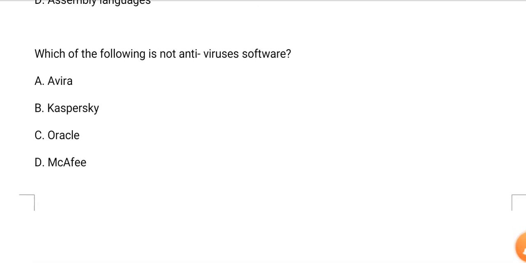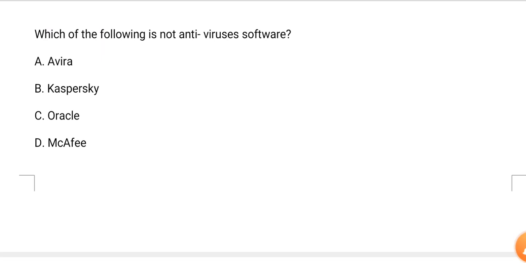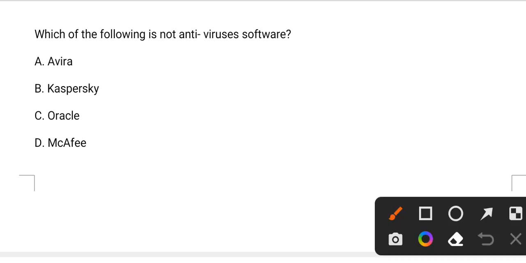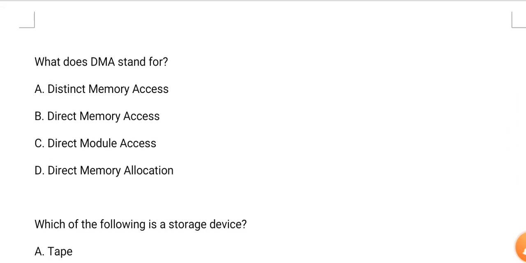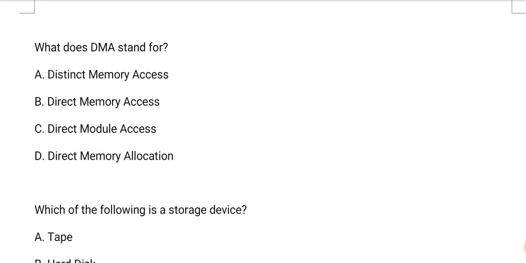Next question, which of the following is not antivirus software? And its answer is option C, Oracle. Next question, what does DMA stand for? Its answer is option B, direct memory access.